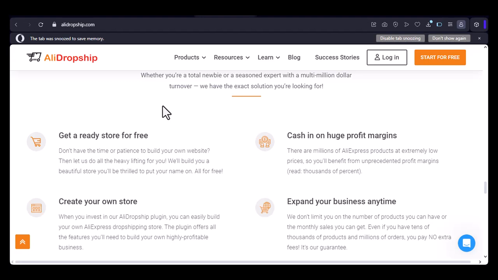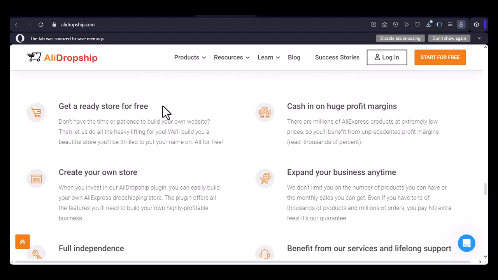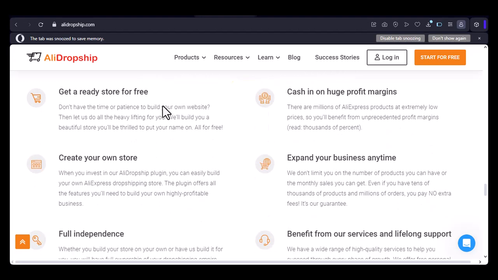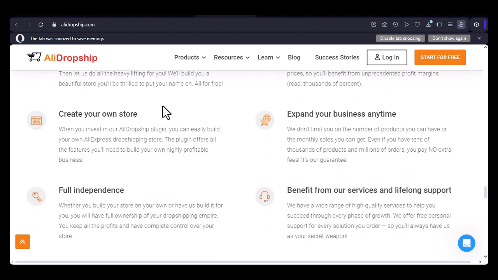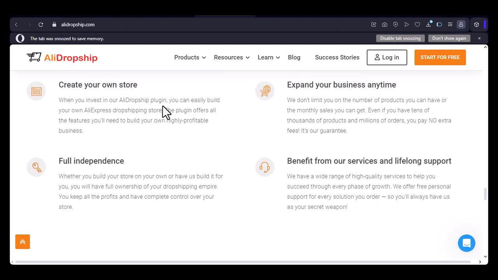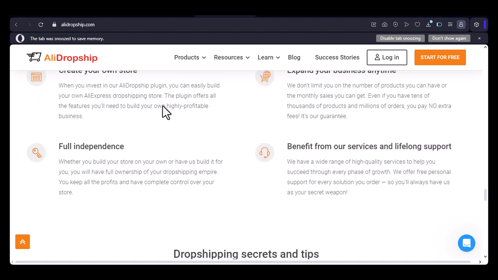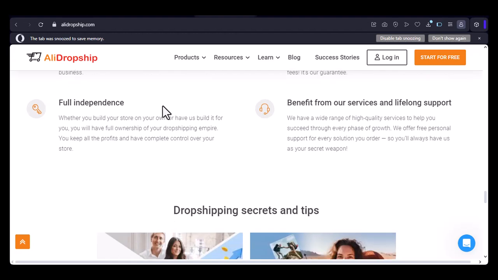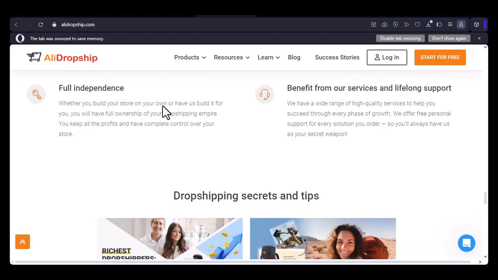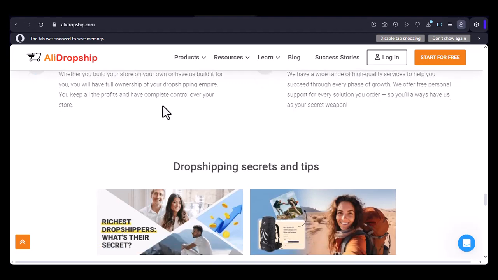Alternative solutions. If you're unable to get a full refund, there might be other options to consider. Partial refund. You might be able to negotiate a partial refund. Store credit. AliDropship might offer store credit instead of a cash refund. Technical support. If you're facing technical issues, they might offer technical support to resolve them.